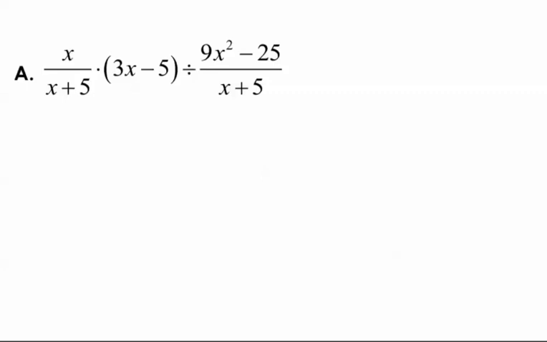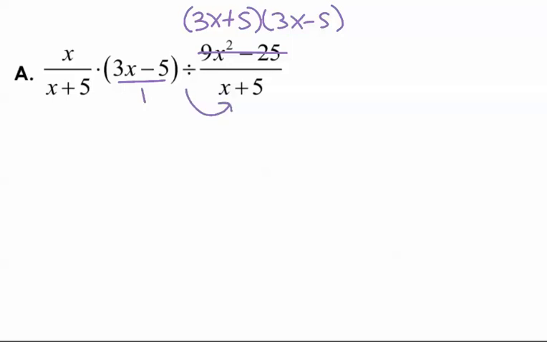x plus 5, and 3x minus 5 cannot factor, but 9x squared minus 25 is a difference of squares, so I'll make that 3x plus 5 and 3x minus 5. Then we'll go ahead and think about putting this 3x minus 5 over 1. And always remember that the term after the division sign is the one that gets flipped. So this last one here is the one that we're going to flip.